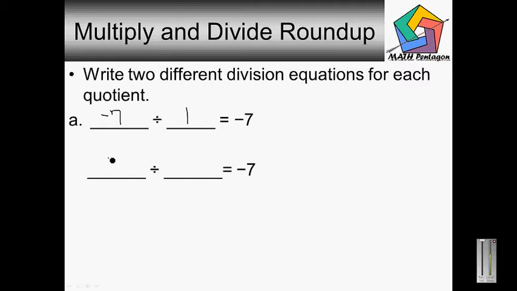You can make it 7 and do a -1, and 7 divided by -1 is going to give you -7 as well. It doesn't matter what number has the negative, as long as one of the factors has a negative, it's going to come out to -7. So these are the final answers to these two equations, and that's how you would do it.